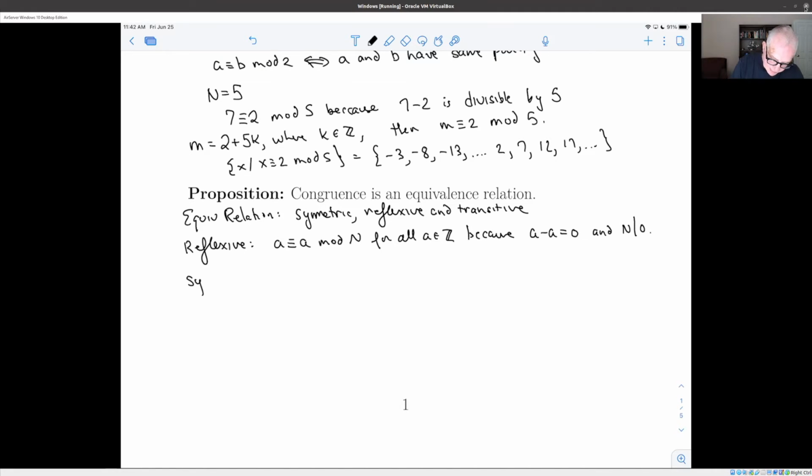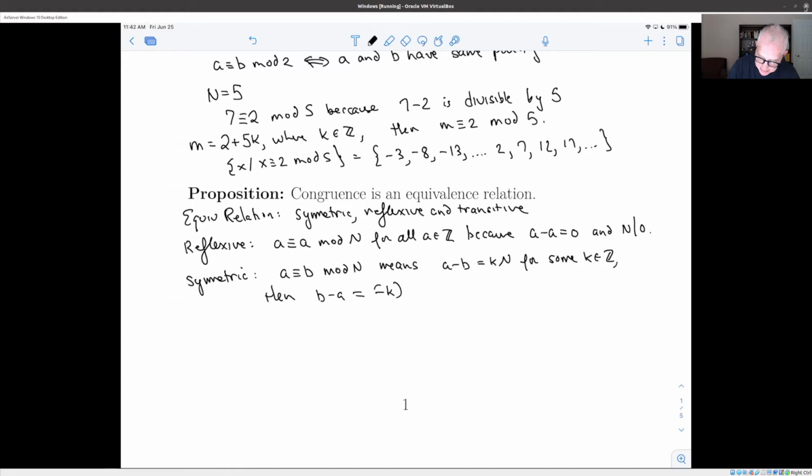It's symmetric because if a is congruent to b mod n, that means that a minus b is kn for some k. It's a multiple of n. But then b minus a is minus k times n. In other words, it's also a multiple of n. So b is congruent to a mod n.